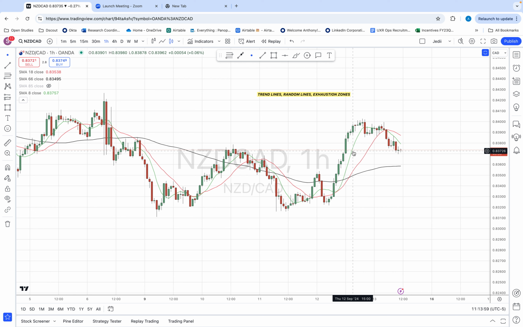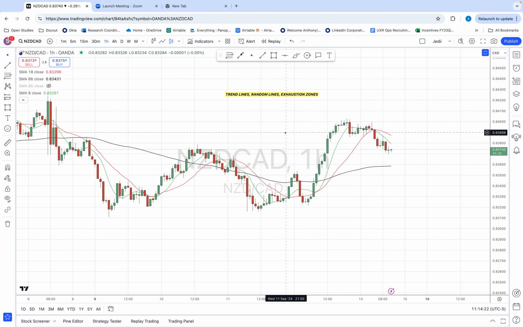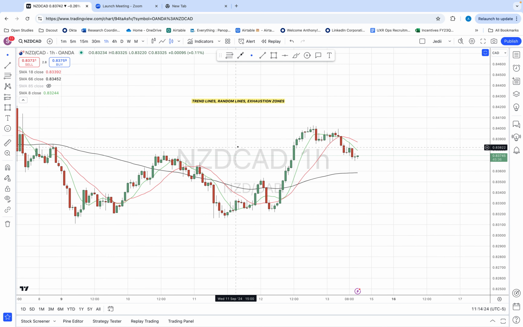How to draw trend lines, random lines, and exhaustion zones. All three of these are used pretty frequently. I will say that I typically use random lines more than anything. So like these random little support and resistance level lines I draw more than anything. But trend lines and exhaustion zones are also used, and I'll show you how I use these for different reasons. But let's just go ahead and start off with trend lines.